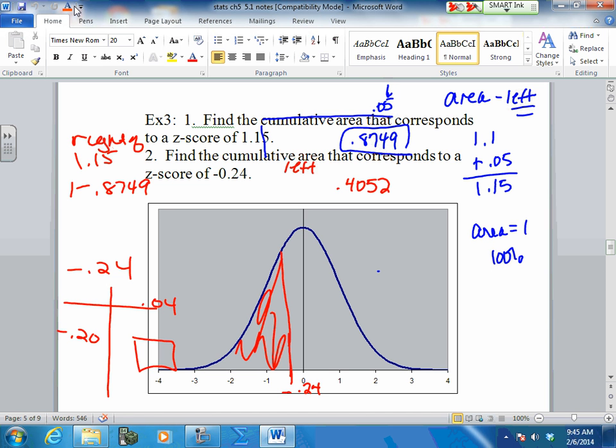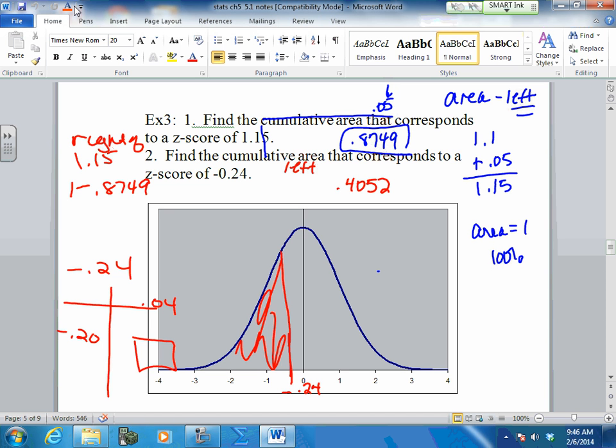0.4052. Make sure you're on the negative side. There's a positive side and a negative side. So does that seem reasonable? This is kind of close to 50. I'm kind of close to halfway, right? I'm a little less than halfway, so that's reasonable to me.